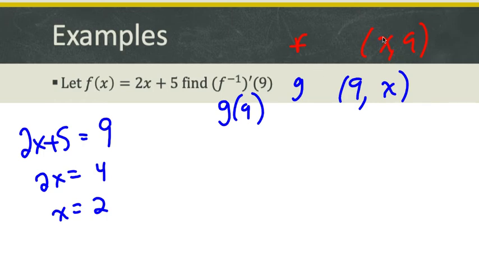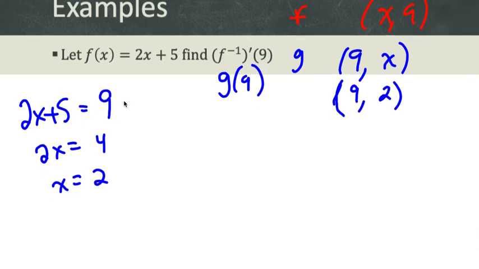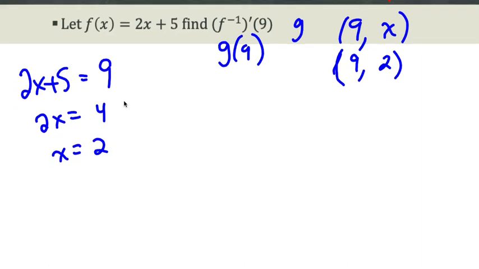Okay, so now I know f has the point (2, 9). That means g has the point (9, 2). Okay? Now, for functions like this, it's pretty simple to find the inverse, but sometimes it's not possible to do that, so we have to be able to do this whole process here.